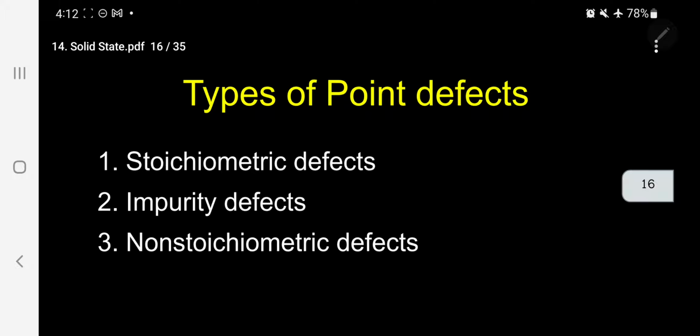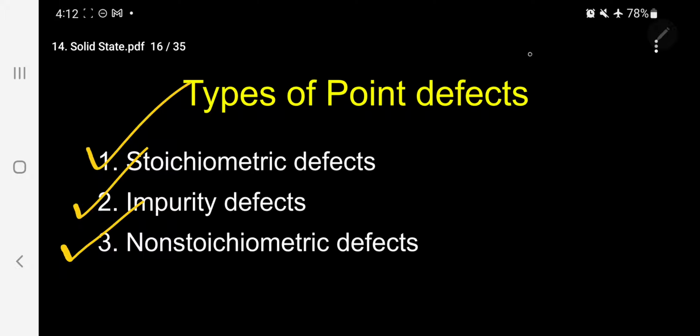Now, let me discuss the types of point defects. There are 3 types: stoichiometric defects, impurity defects, and non-stoichiometric defects. Kindly go through my lesson, which I have already discussed. You will have a clear idea if you view the solid state lesson. Let me concentrate on the question now.